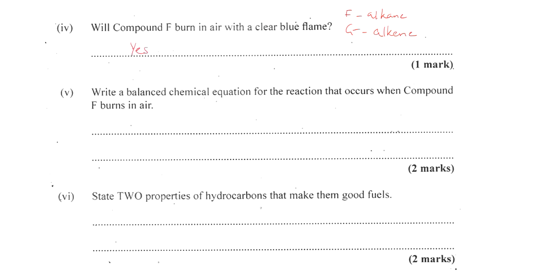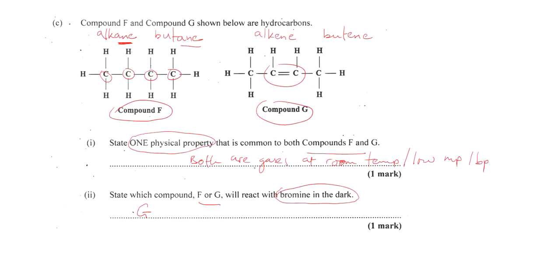Right? If we compare the chemistry of alkanes and alkenes, an alkene burns with a smoky flame, right? And the alkane burns with a clean blue flame. And the reason for that is that in the case of the alkene, you have a higher percentage of carbon within the molecule than hydrogen, right? They said write a balanced equation for the reaction that occurs when compound F burns in air. What is F?